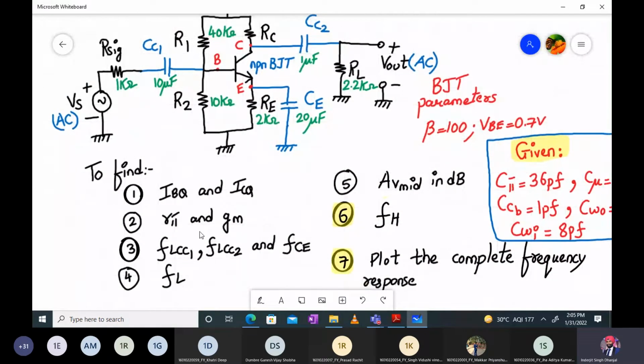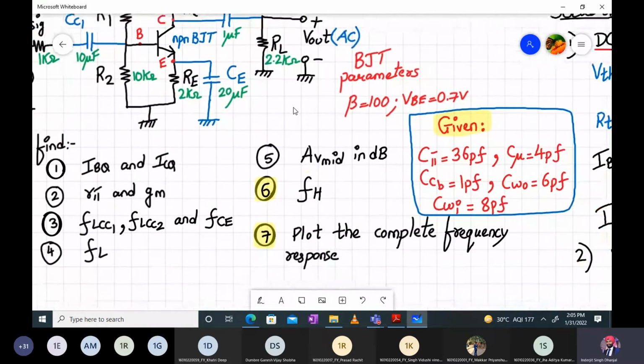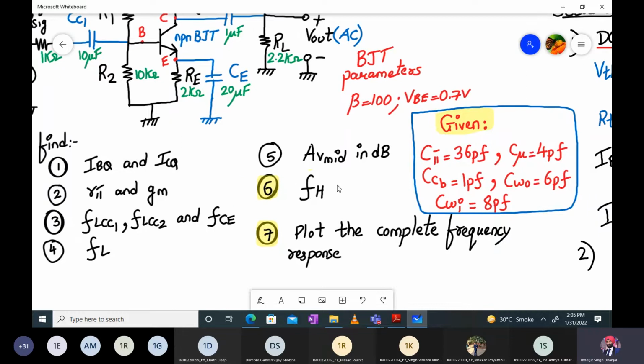We got the value of lower cutoff frequency and the voltage gain in dB. For the same numerical, if they additionally give you this data, that C pi value is 36 picofarad, C mu value is 4 picofarad, CCB is same as CCS. Okay, don't forget that. CCB is 1 picofarad, output wiring capacitance is 6 picofarad, and CWI is 8 picofarad. So we have to additionally find the higher cutoff frequency FH and plot the complete frequency response.